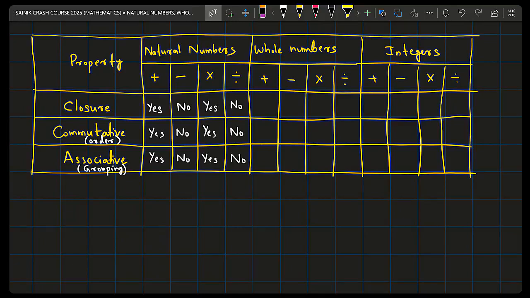Natural numbers are not satisfying under subtraction and under division also. So we will check whole numbers. Jashvi, you raise the hand. We'll load it again.